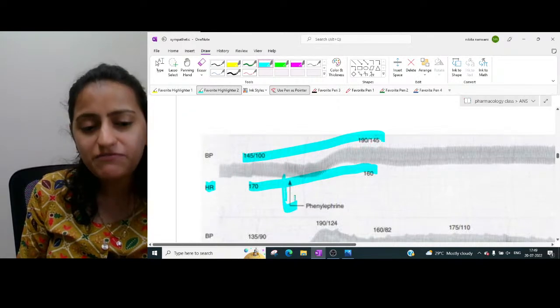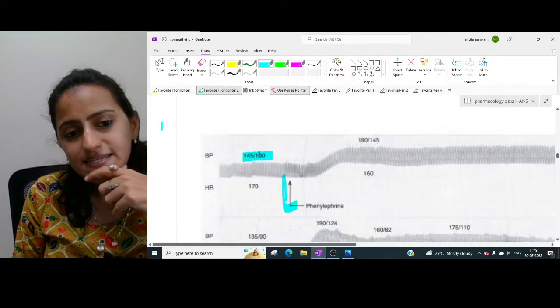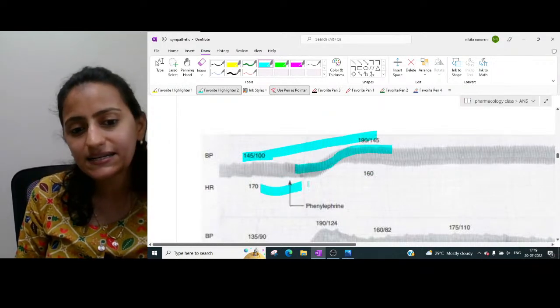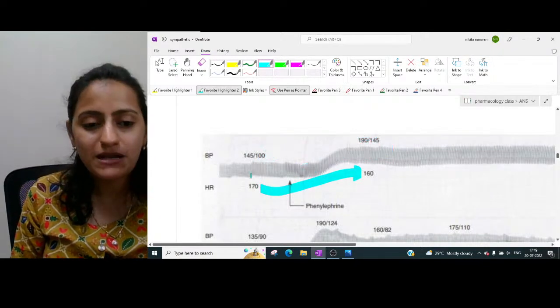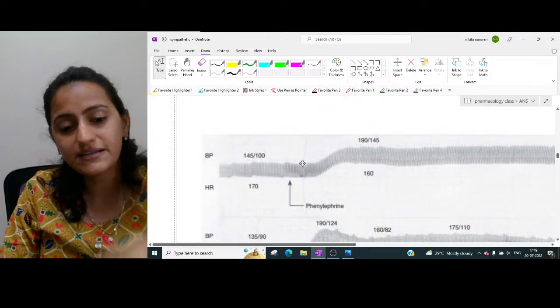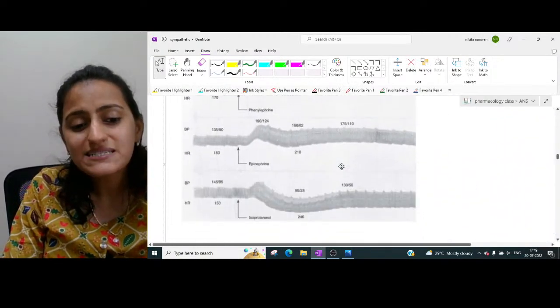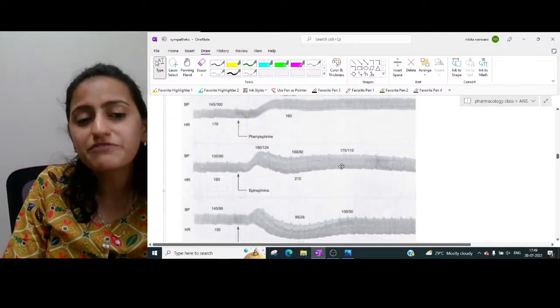So when we are giving phenylephrine, what is happening? You can see that the blood pressure is increasing. The heart rate is also increasing. Now, if you are asked to identify which is phenylephrine, which is epinephrine, and which is isoproterenol, how will you differentiate this?